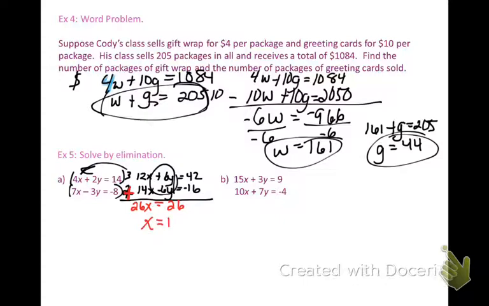Now again, like I said, you can use either one of those. I know dividing by 2 is the easiest one for me, so I'm going to do the top one. So I'm going to go 4 times 1 plus 2y equals 14. 4 plus 2y equals 14. 2y equals 10. y equals 5. So my answer would be 1, 5.